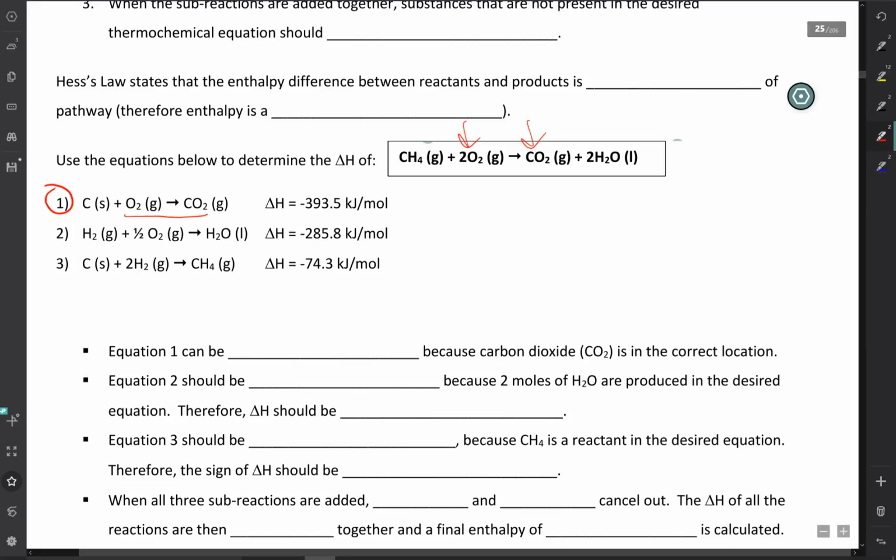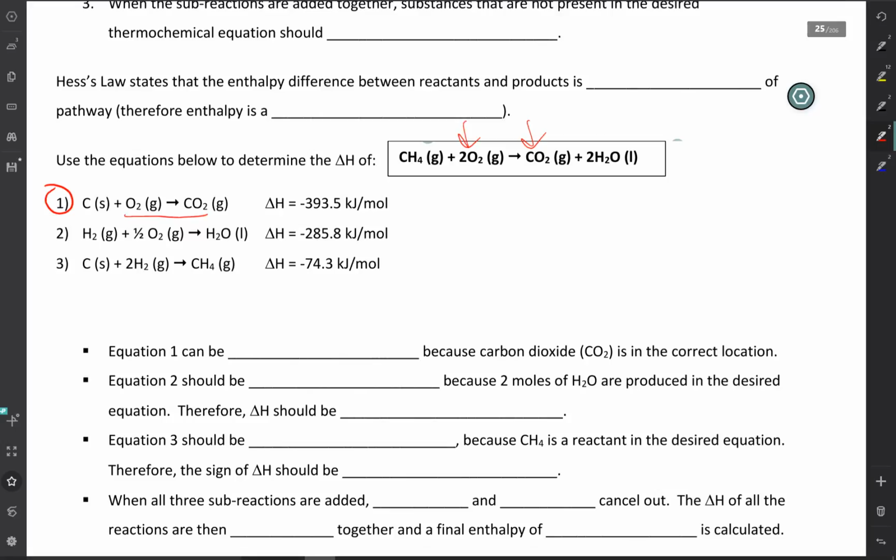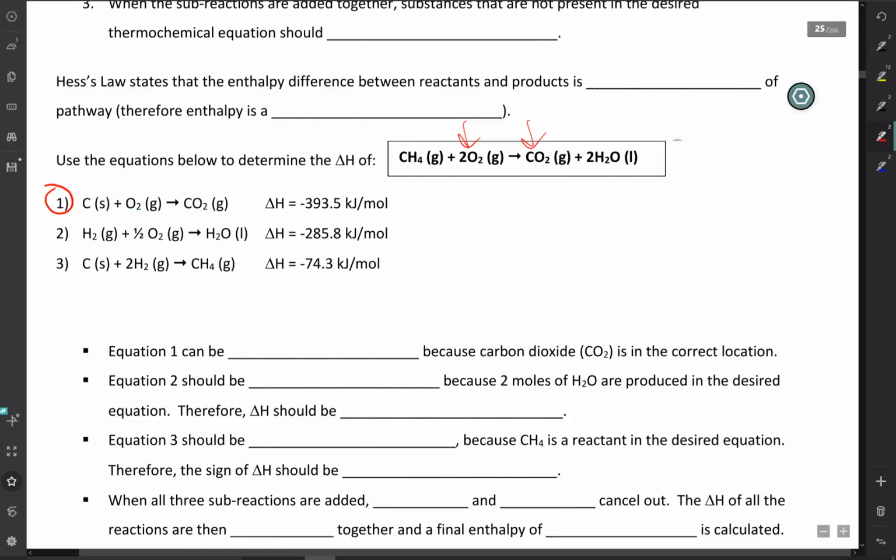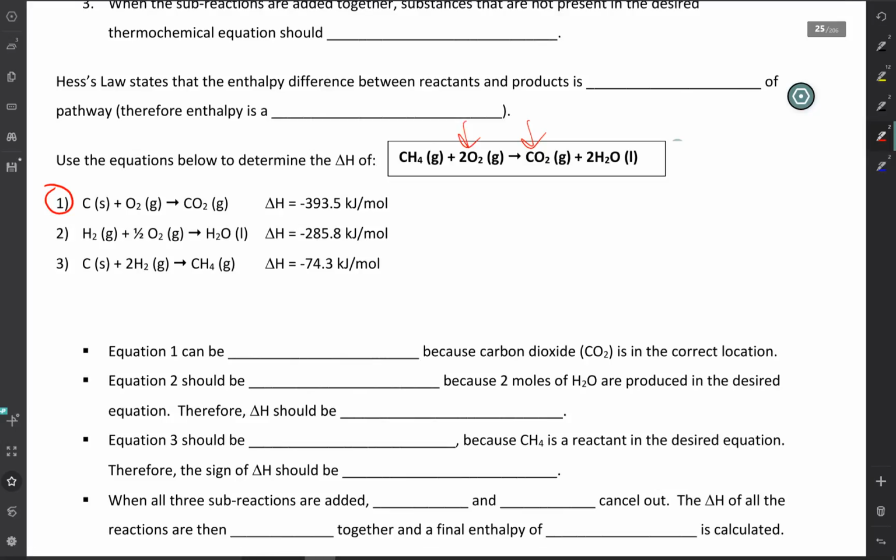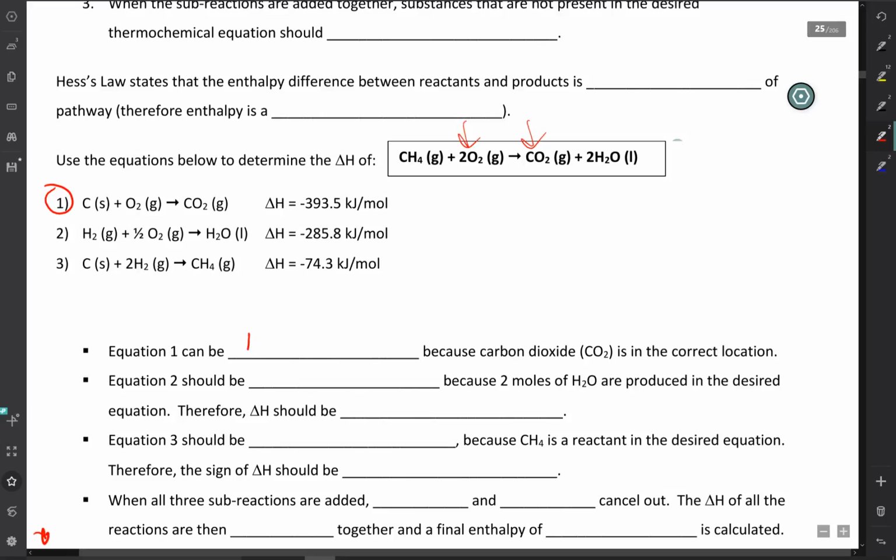Oh, perfect. Oxygen is a reactant, carbon dioxide is a product. So I can probably get away with not doing anything to this first equation. I can leave it exactly the way it is. If I change anything around, I'm going to mess up what side the products and reactants are on. So equation 1 can be left alone. And I'm just going to rewrite it over here. And I'm going to be lazy and leave out my phases.